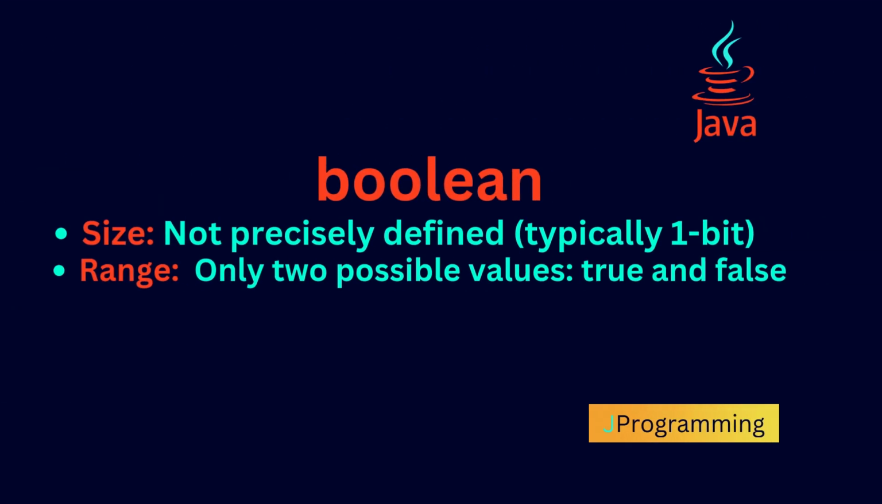Lastly, we have the boolean type. This can only hold one of two values, true or false. Booleans are used for simple flags that track true or false conditions.